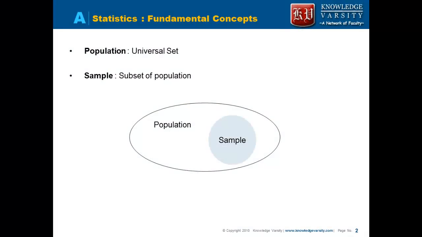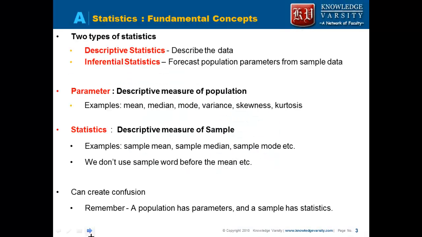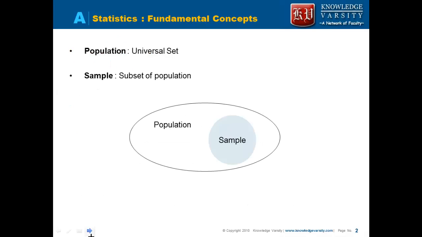First of all, let's go through the fundamental concept of statistics. We know that in statistics, we usually talk about the population and the sample. Note that the population is what we call your universal set, whereas a sample is a subset of the population. Unless it is given otherwise, we will assume that they are talking about the population.